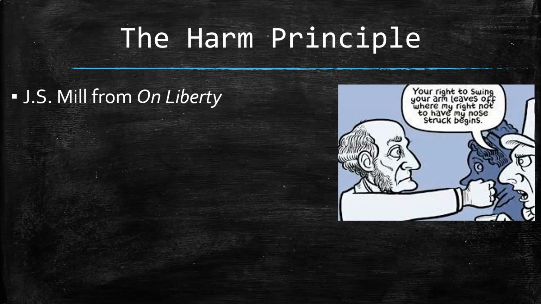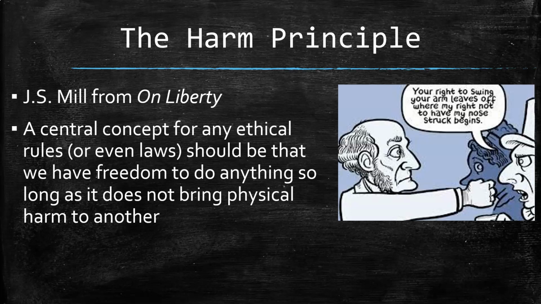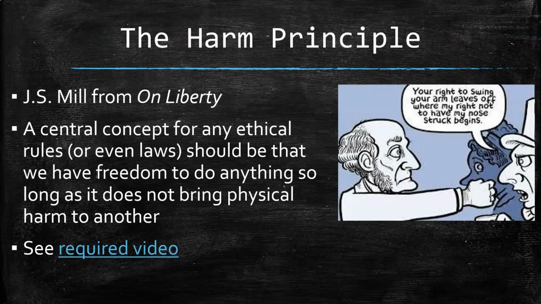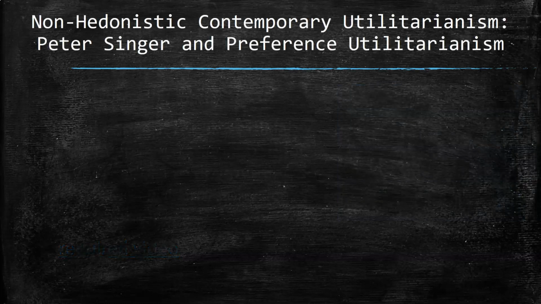It opens it up to all kinds of lifestyles. As long as they're not physically hurting you, things should be okay. That's the way Mill sees this. So a central concept for any rule or even a law should be that we have the freedom to do anything so long as it does not bring physical harm to another. And again, you can see the video on that. So that's Mill's view of things. Again, we should have rules. We should not harm others. That's really the way he views this.